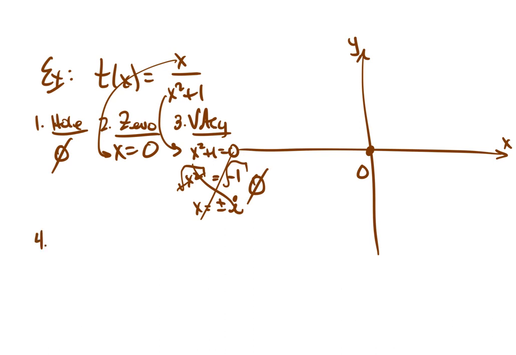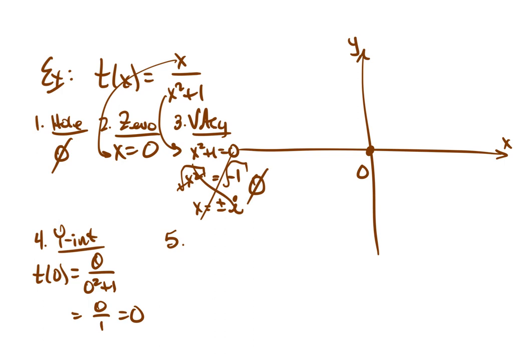Okay. Number 4, our y-intercept. You can probably already see it. It's going to be the same as the x-intercept, but again, if you don't notice it, it's no big deal. Just replace x with 0, so we'll have 0 over 0 squared plus 1. So you can see our y-intercept is at 0.